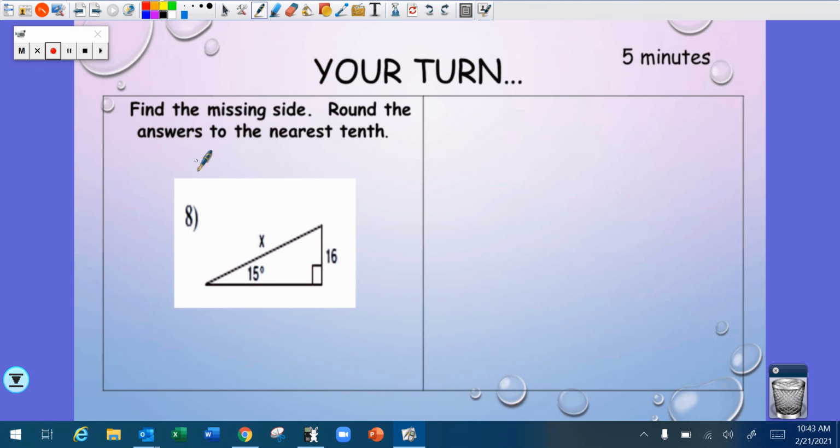What I want you to do, and this is for both my even and my odd classes, push pause on the video and then try this out for yourself, and then come watch this to get the answer. So it says find the missing side. Pause, guys. Make sure you do that and then come back. So this question says, find the missing side, round the answer to the nearest 10.